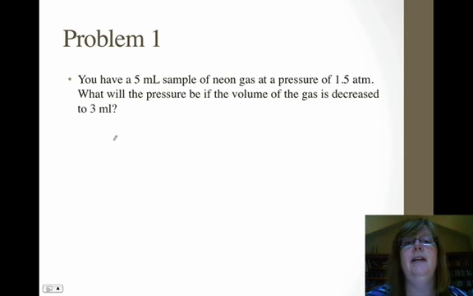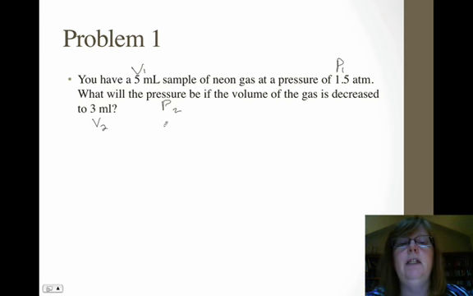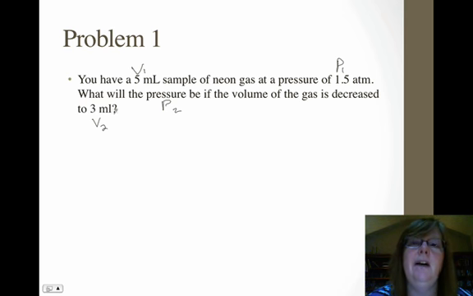So let's do an example problem. You have 5 milliliters, that's a volume, of a sample of neon gas, and the pressure is 1.5 atmospheres. So that pressure goes with that volume. They would like to know what the new pressure would be if the volume of the gas was decreased to 3 milliliters. So that's V2. Our volume units are the same, so that's really good. Our volume went down, and so we're expecting the pressure to go up because they're inversely proportional to one another. So our pressure should be greater than 1.5 atmospheres when we're done.